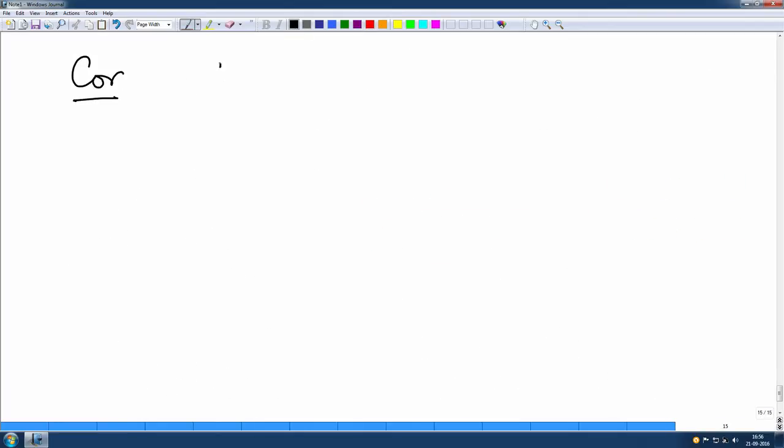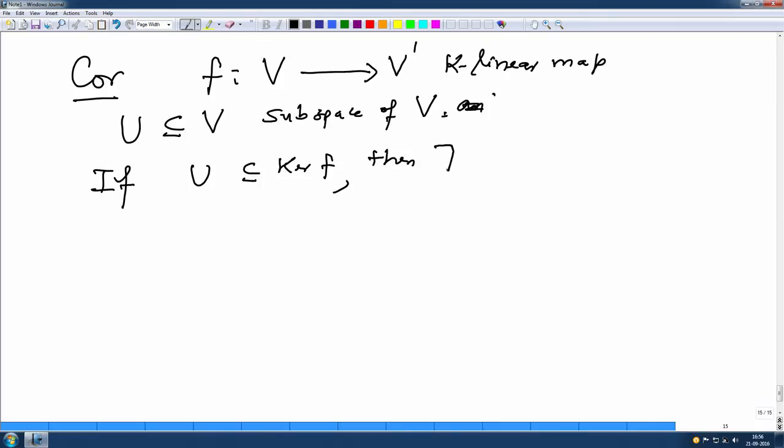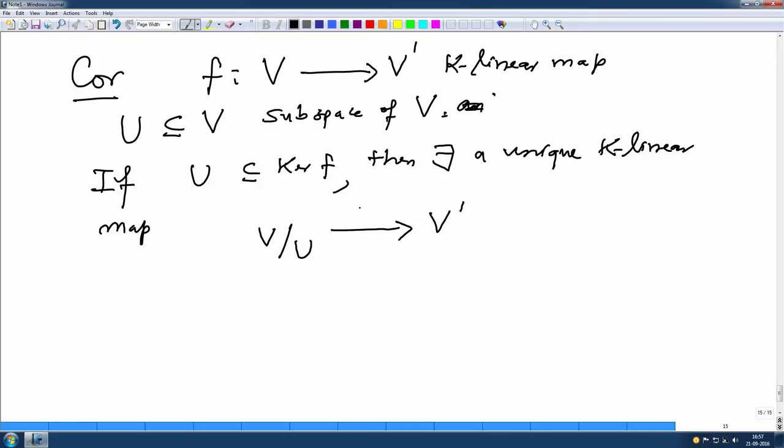Corollary: if f is a k-linear map from v to v prime, and u is a subspace of v, and if u is contained in kernel of f, then there exists a unique k-linear map from v by u to v prime, that I have called f bar, such that pi compose f bar is same as f.